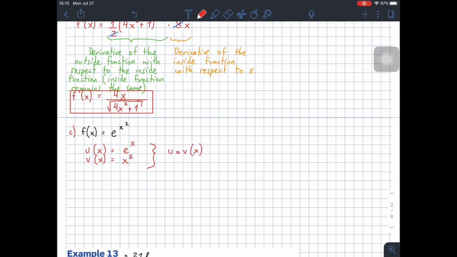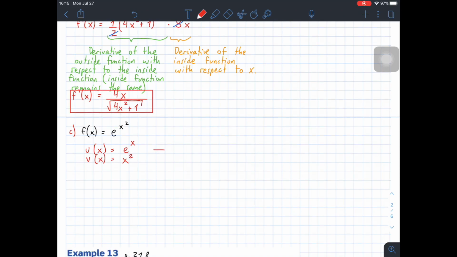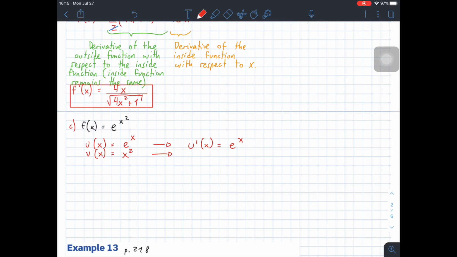If you do this, u of v of x, we need to plug function v into function u, and you will get e to the power of x squared, which is exactly what we have over here. Okay, so that's one way of checking if you're doing the right thing when doing the composite function. Okay, so the derivative of u, the derivative of e to the power of x, is e to the power of x, so we leave that as it is. And the derivative v prime of x is 2x.